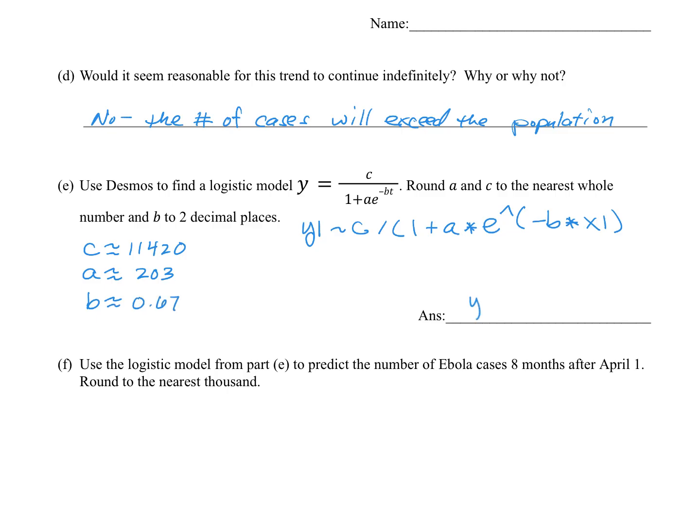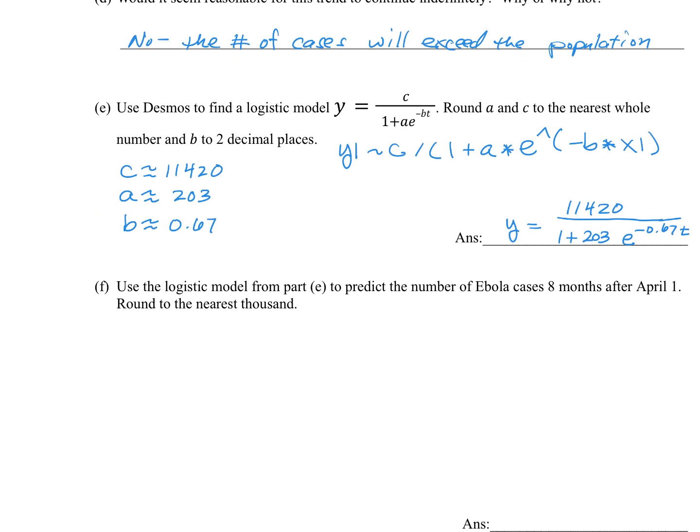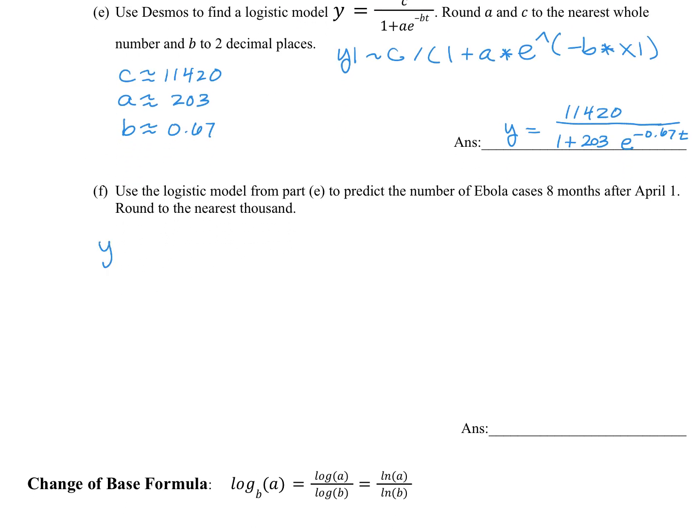So my model is going to be y is equal to 11,420 over 1 plus 203 times e to the negative 0.67t. It's not the prettiest equation, but it's much more accurate. And so now if I make a prediction for 8 months using this model, that is y is equal to 11,420 divided by 1 plus 203 e to the negative 0.67 times 8.